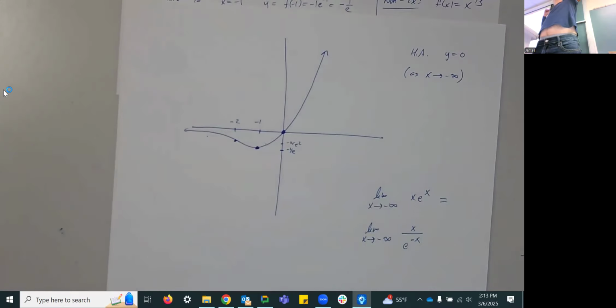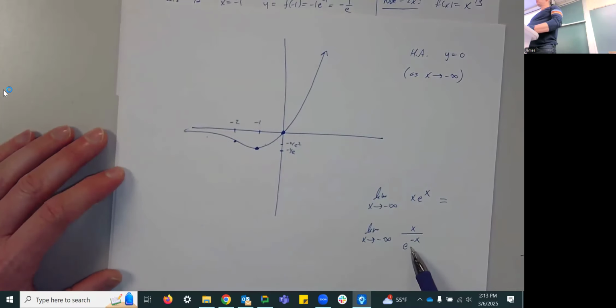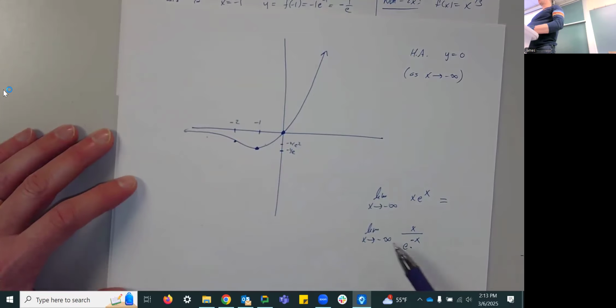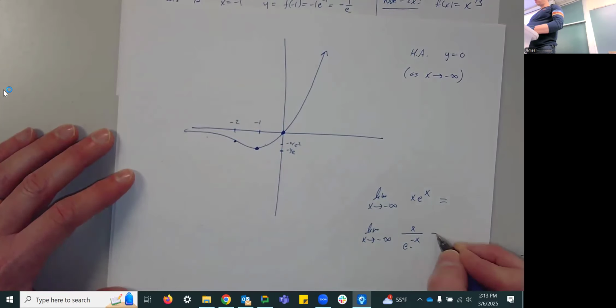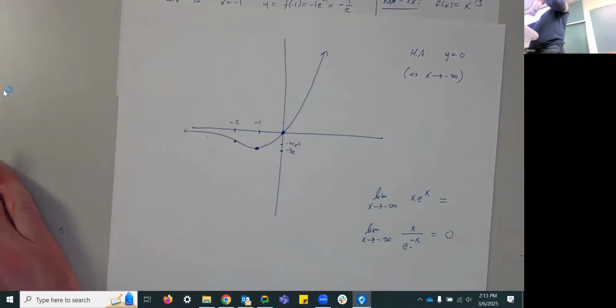E to the x is so much bigger than x, right? You plug in like 5, e to the 5 is, I don't know, on the order of 200 or so, right? One of them is clearly outpacing the other one. So if your fraction is such that the denominator is much, much, much larger than the numerator, that fraction is getting smaller. It's getting closer and closer to 0.